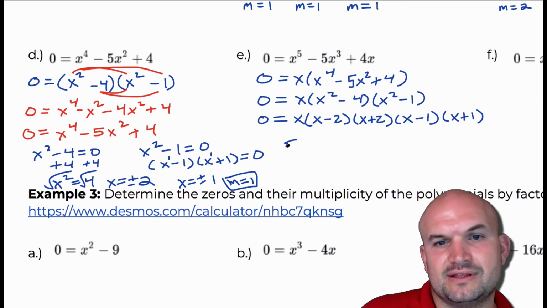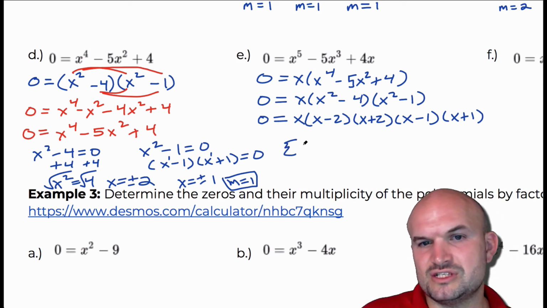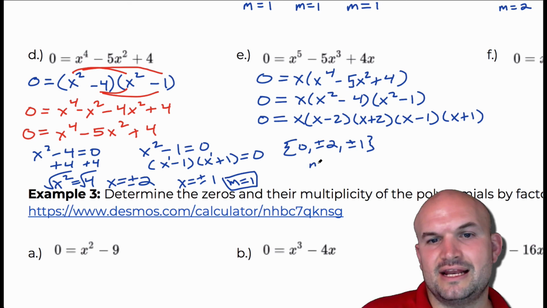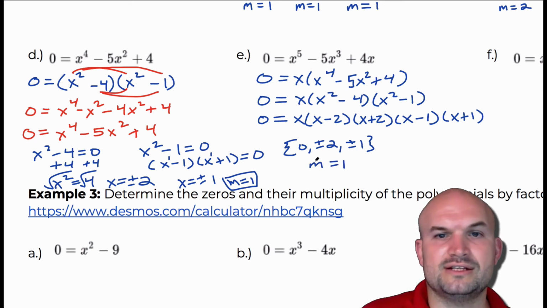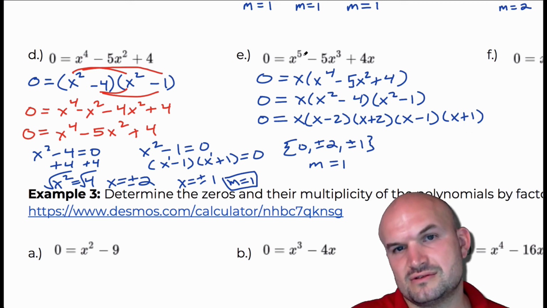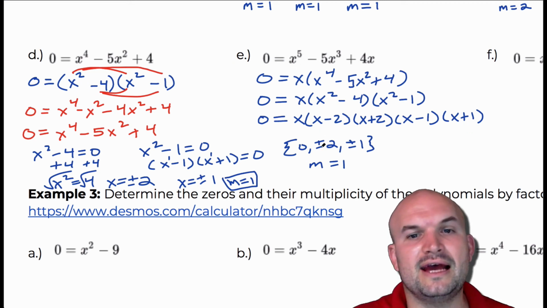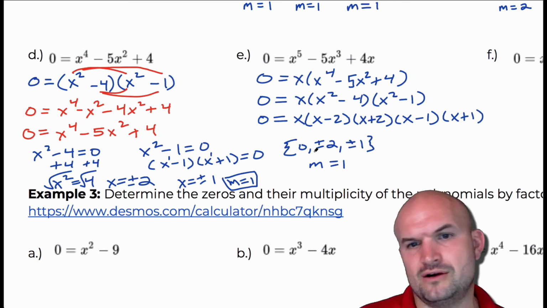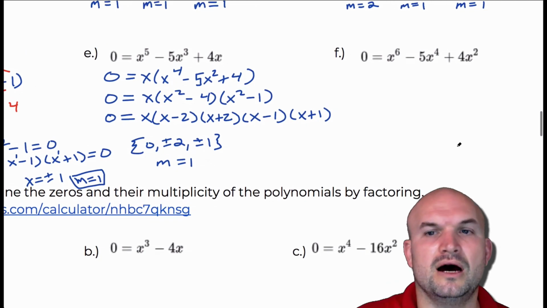Now I'm going to write the solution. I'm going to write the zeros as a solution set: 0, plus or minus 2, plus or minus 1. And all of these, again, have a multiplicity of 1, so they're going to cross. If you were to graph this, you would have 1, 2, 3, 4, 5 zeros, same as the degree. They're all real, and they would all cross. Sometimes you can write your zeros just out like that, or sometimes it is preferred to write them as a solution set.